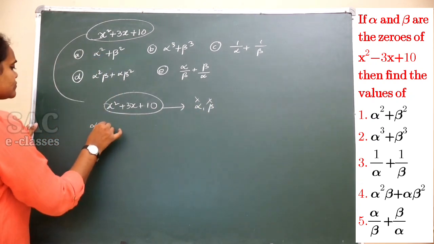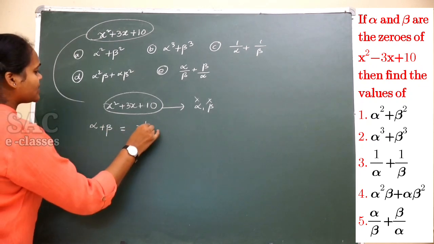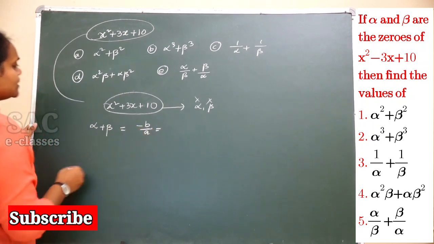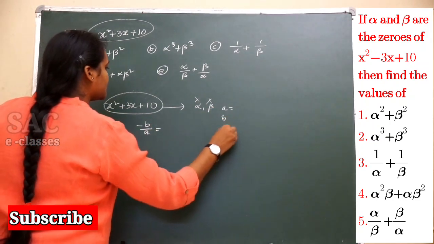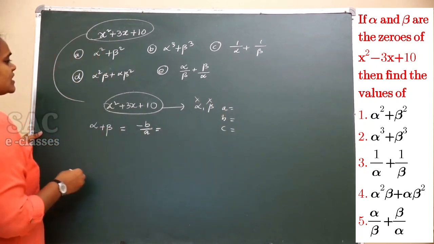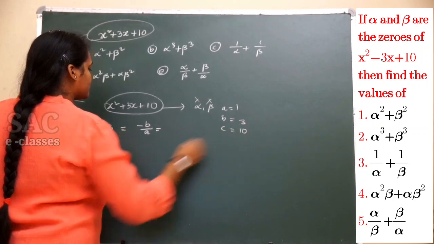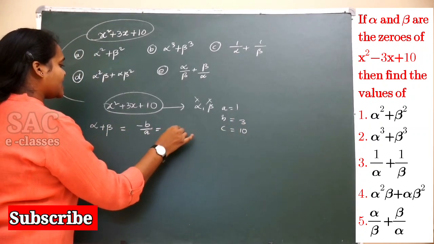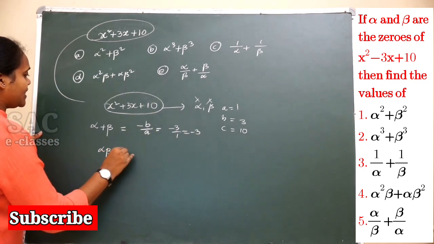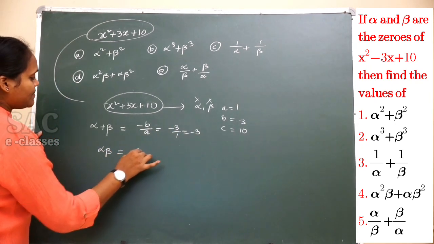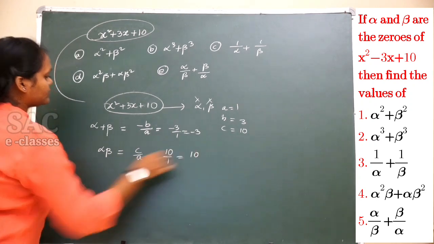At first, what is the alpha plus beta value? Find out. What is alpha plus beta? We know that it is minus b by a. What are the a, b and c values? Just write a, b and c. The a value is 1, b is 3, c is 10. So minus b by a means minus 3 by 1, which is minus 3. Alpha into beta is equal to c by a, which is 10 by 1, nothing but 10.